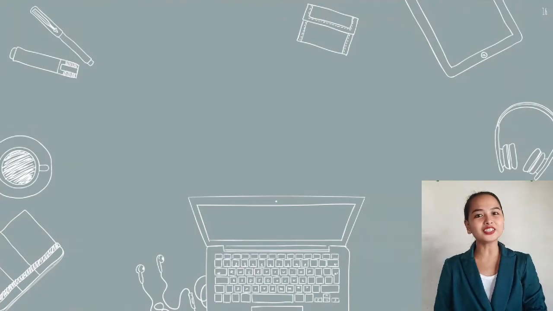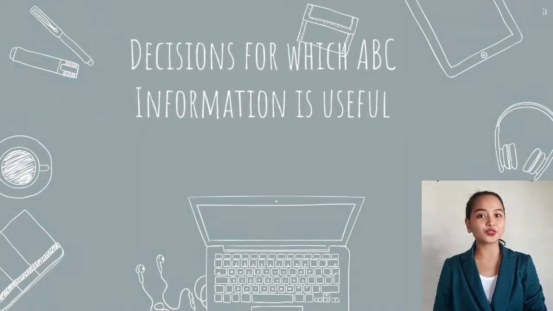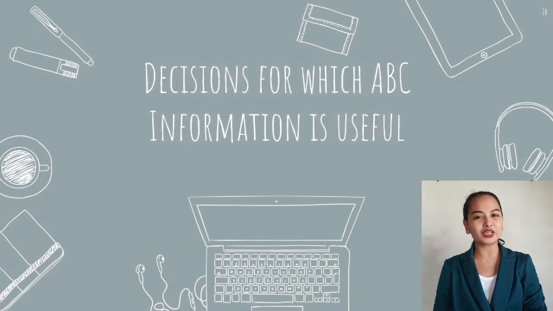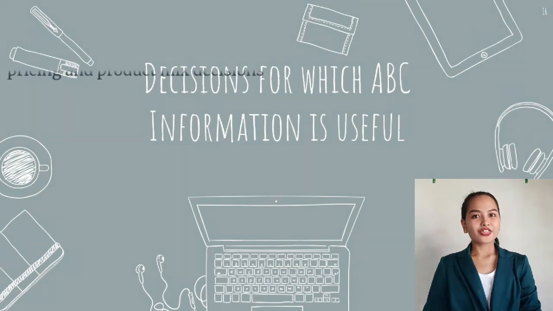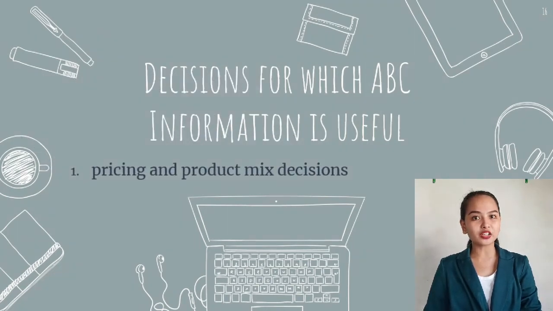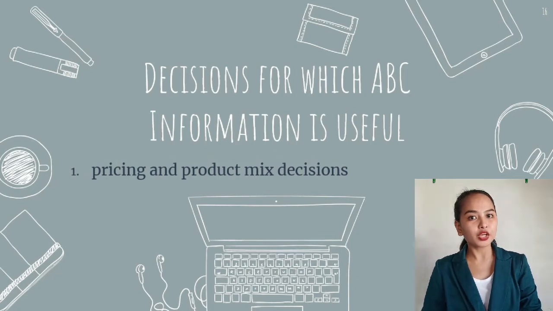Moving on, let us now focus on the decisions for which ABC information is useful. The first one is pricing and product mix decisions. The ABC method provides a better costing strategy. This will give you accurate decisions for pricing and product mix. This is a vital part since it will be a roadmap to making multiple sales and therefore increase profitability.